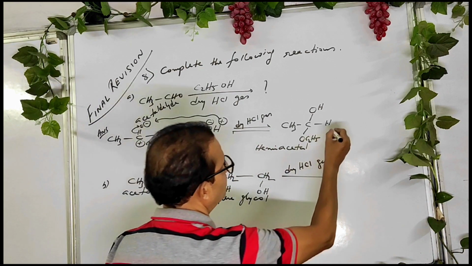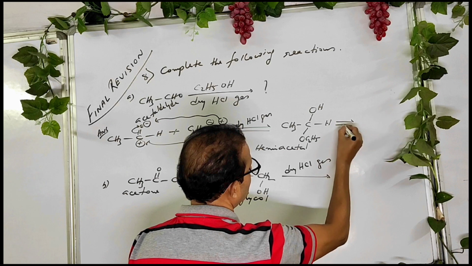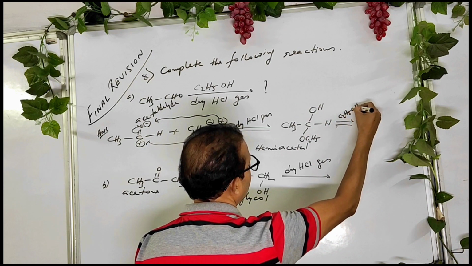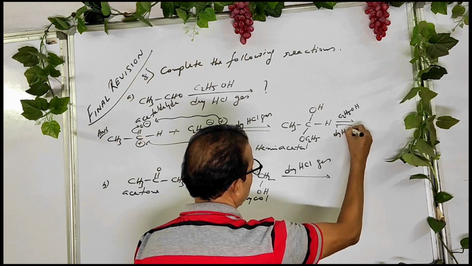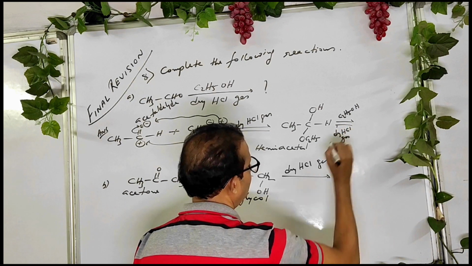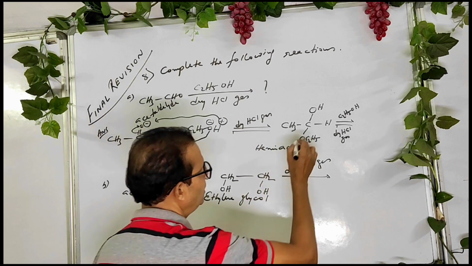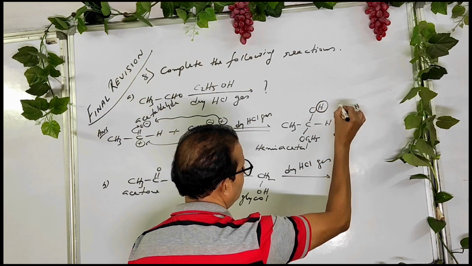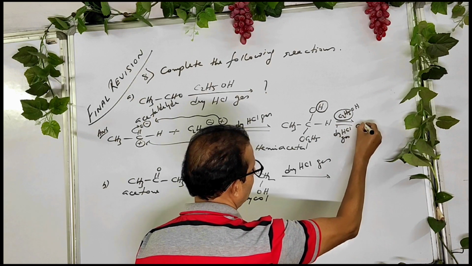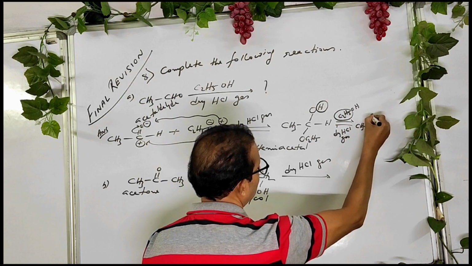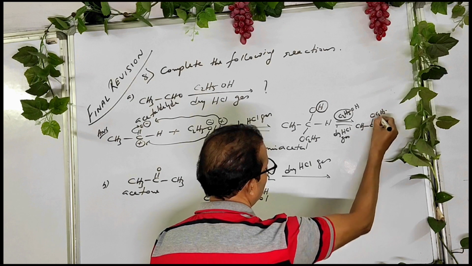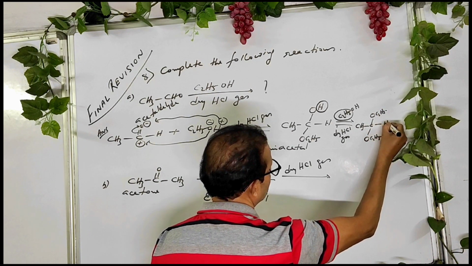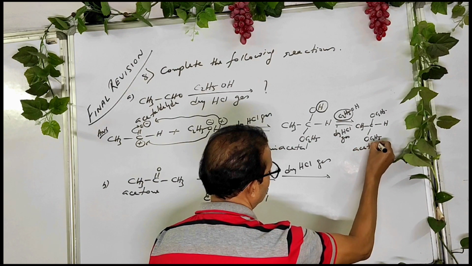This compound again undergoes reaction under the same conditions. You need not add anything, okay. Under the same condition, finally this hydrogen is replaced by C2H5. So you get the product CH3CH(OC2H5)OC2H5. This is called acetal.